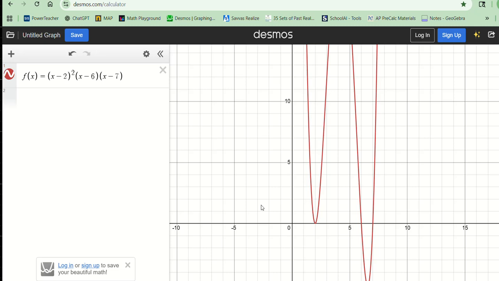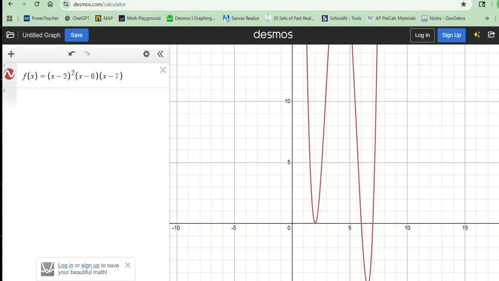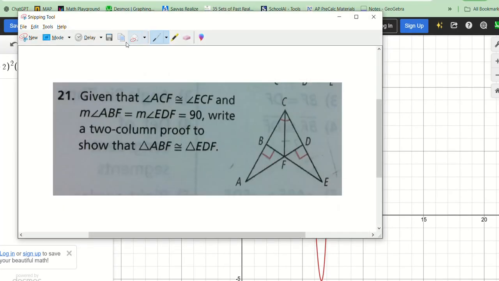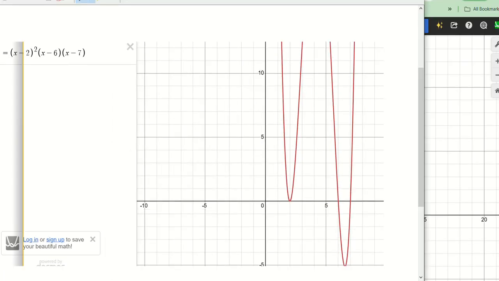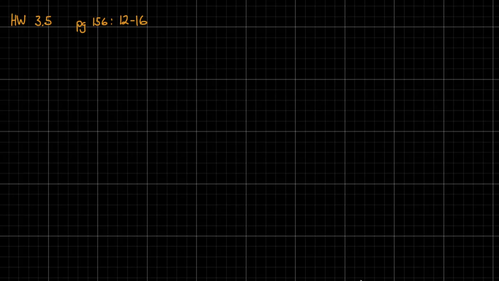What values of x make this factor 0, make this one 0, and make this one 0? 2, 6, and 7. Do we all agree with that? Now, I'm going to do a little bit more sketching here, and I need to move the screen up so I can see my stuff. That's fine. Okay, if I take a picture of this, and we can keep the graph, I'm just going to put it all on Desmos, or on here.